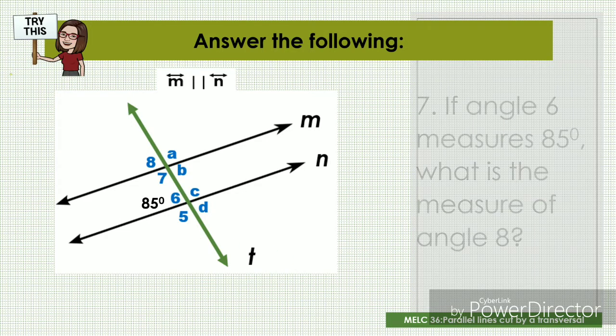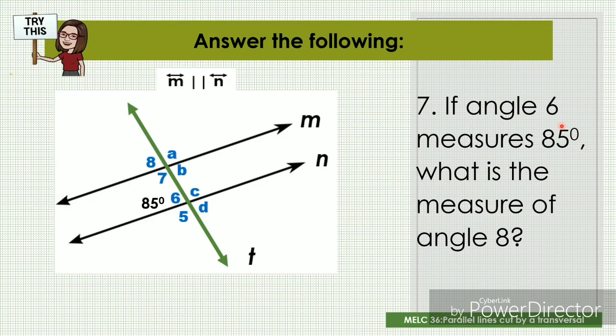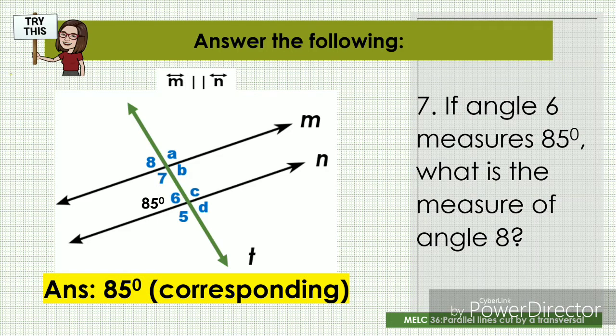Number 7, if angle 6 measures 85 degrees, ito naman, angle 6 naman ang ating reference. What is the measure of angle 8? O yan. Ano nga ba ang relationship ng angle 8 at 6? Correct? They are corresponding angles. And corresponding angles are congruent. Therefore, ang measure ng 8 is also 85 degrees.